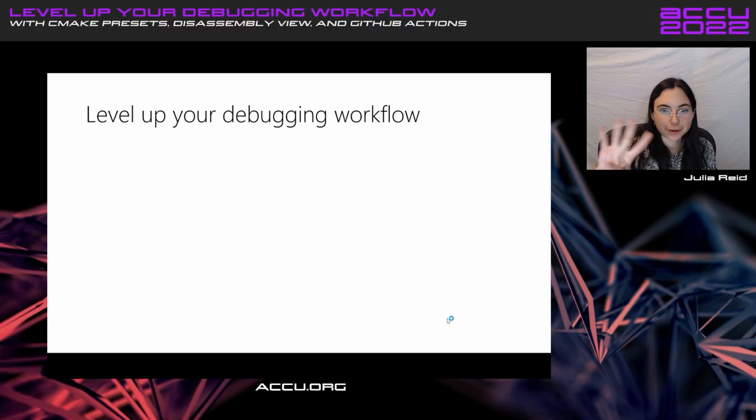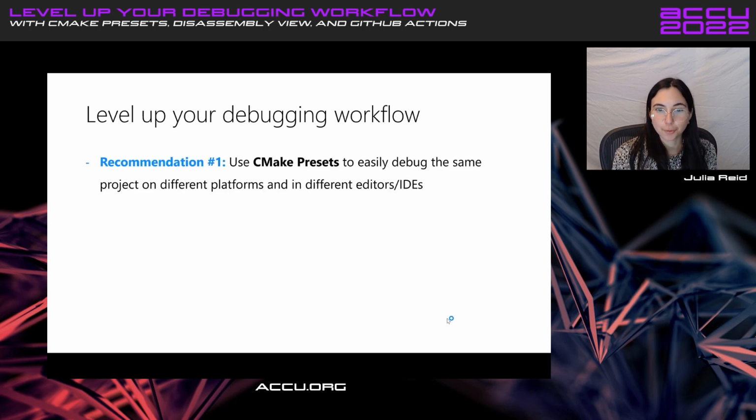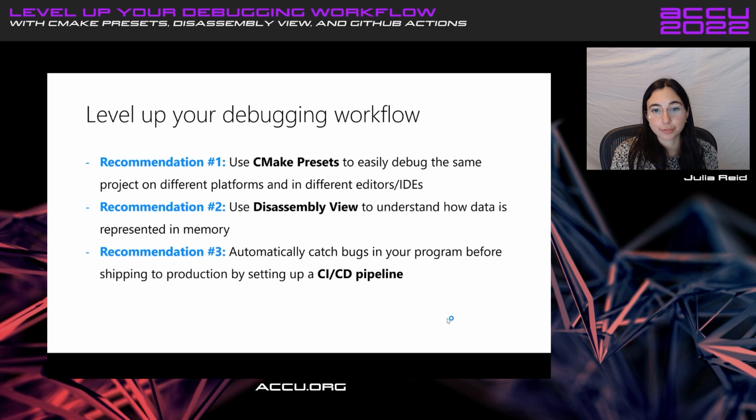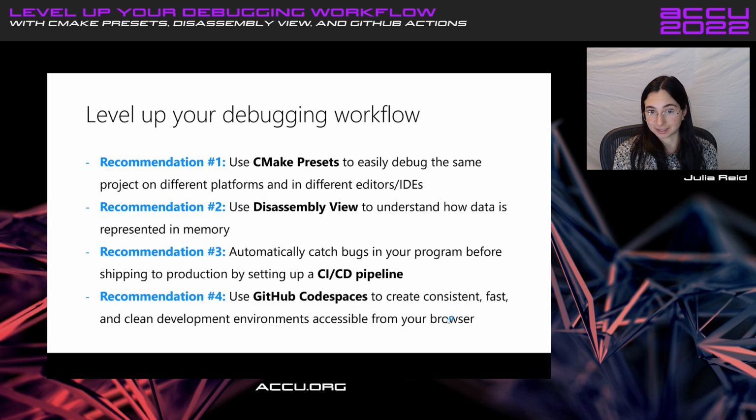Remember, our 4 recommendations today for leveling up your debugging workflow are: 1, use CMake Presets to easily debug the same project on different platforms and in different editors and IDEs. 2, use Disassembly View to understand how data is represented in memory when you're debugging. 3, automatically catch bugs in your program before shipping to production by setting up a CI/CD pipeline with GitHub Actions. And recommendation number 4, use GitHub Codespaces to create consistent, fast, and clean development environments accessible from your browser.